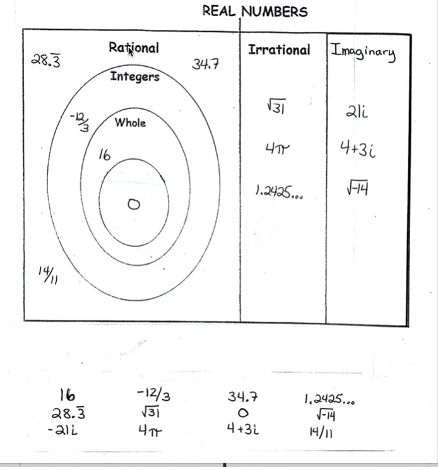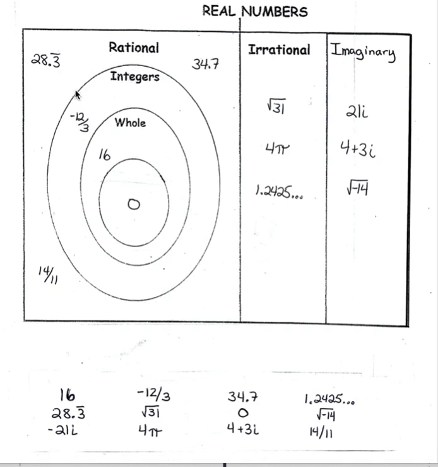Now you see in the rationals, I have 3 others outside here that fall under rational, but they are not integers or whole numbers. Pretty obvious when you see we got a couple decimals here. When you have a decimal that terminates or ends, that is a rational number. So 34.7 is a rational number. 28.3, you'll notice, does not terminate, but it repeats. So therefore, it is also a rational number.